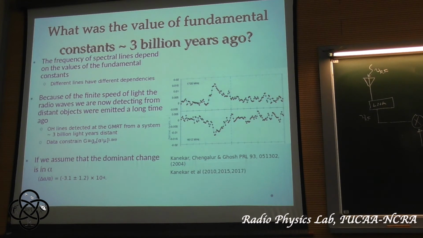And it's a constraint on this particular set of fundamental constants, where Gp is something called the gyro-proton ratio. This is the fine structure constant, and this is the electron-to-proton mass ratio. And so that's a remarkable thing, right? That you can sit here on Earth with a radio telescope and you can measure to a few parts in a million what these fundamental constants were at a distance of 3 billion light years away from you.